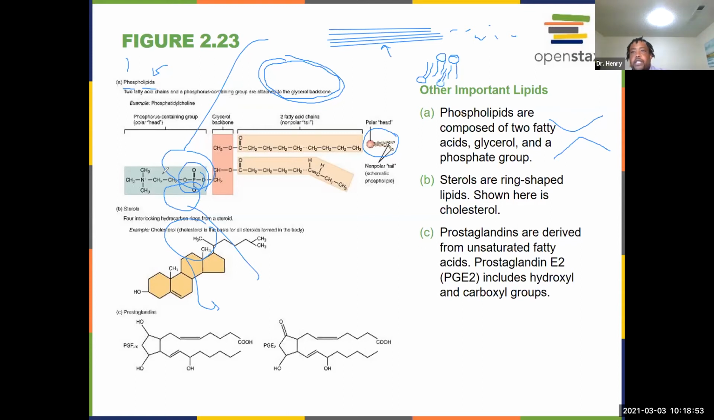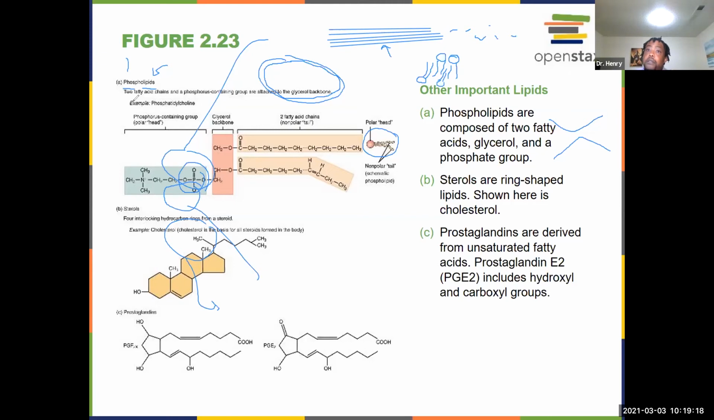And then the other thing that we have are steroids. You guys have heard of steroids, right? So that's like cholesterol. Cholesterol is a steroid, right? And I'm not talking about the synthetic steroids that you pump yourself up with to get bulkier. Okay. So cholesterol is an example.